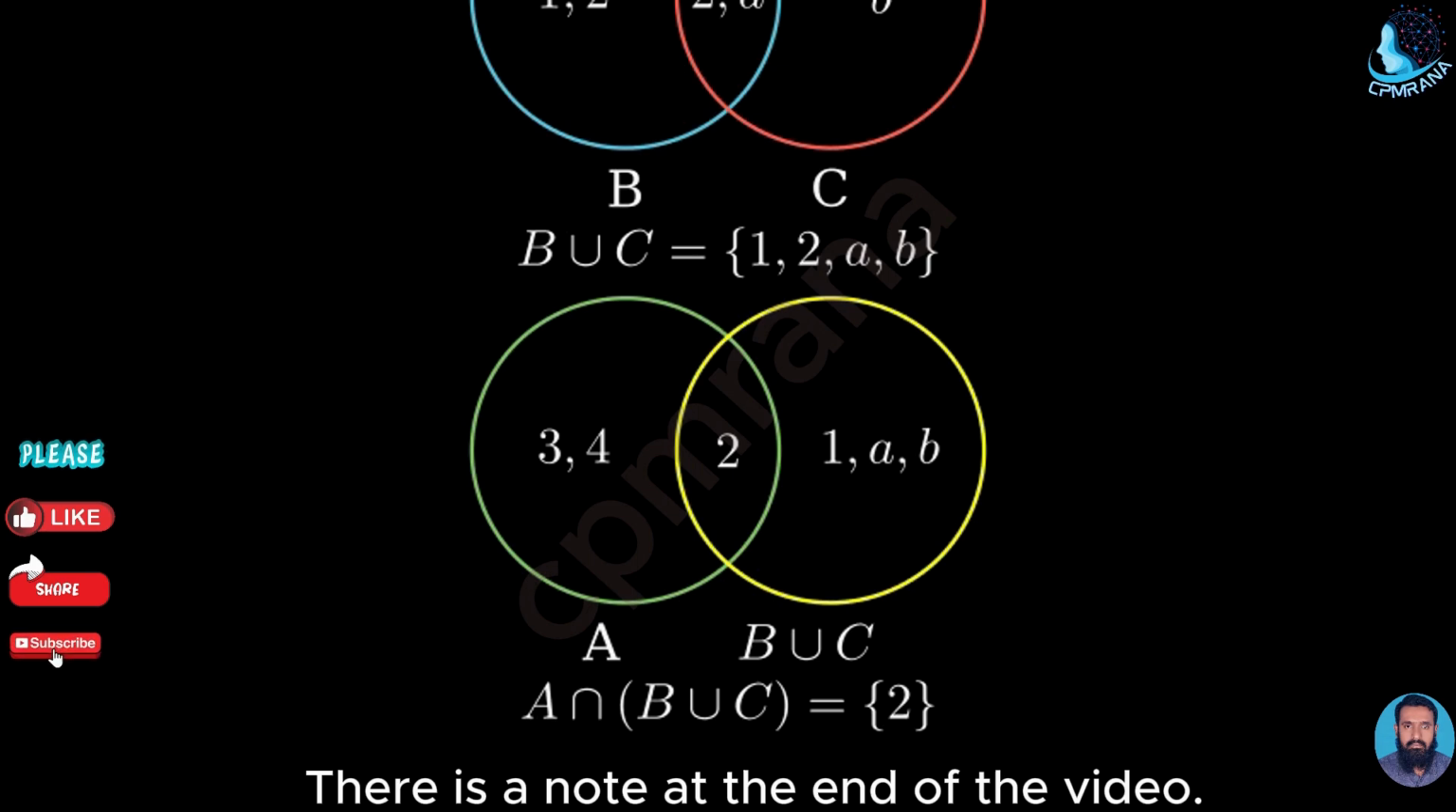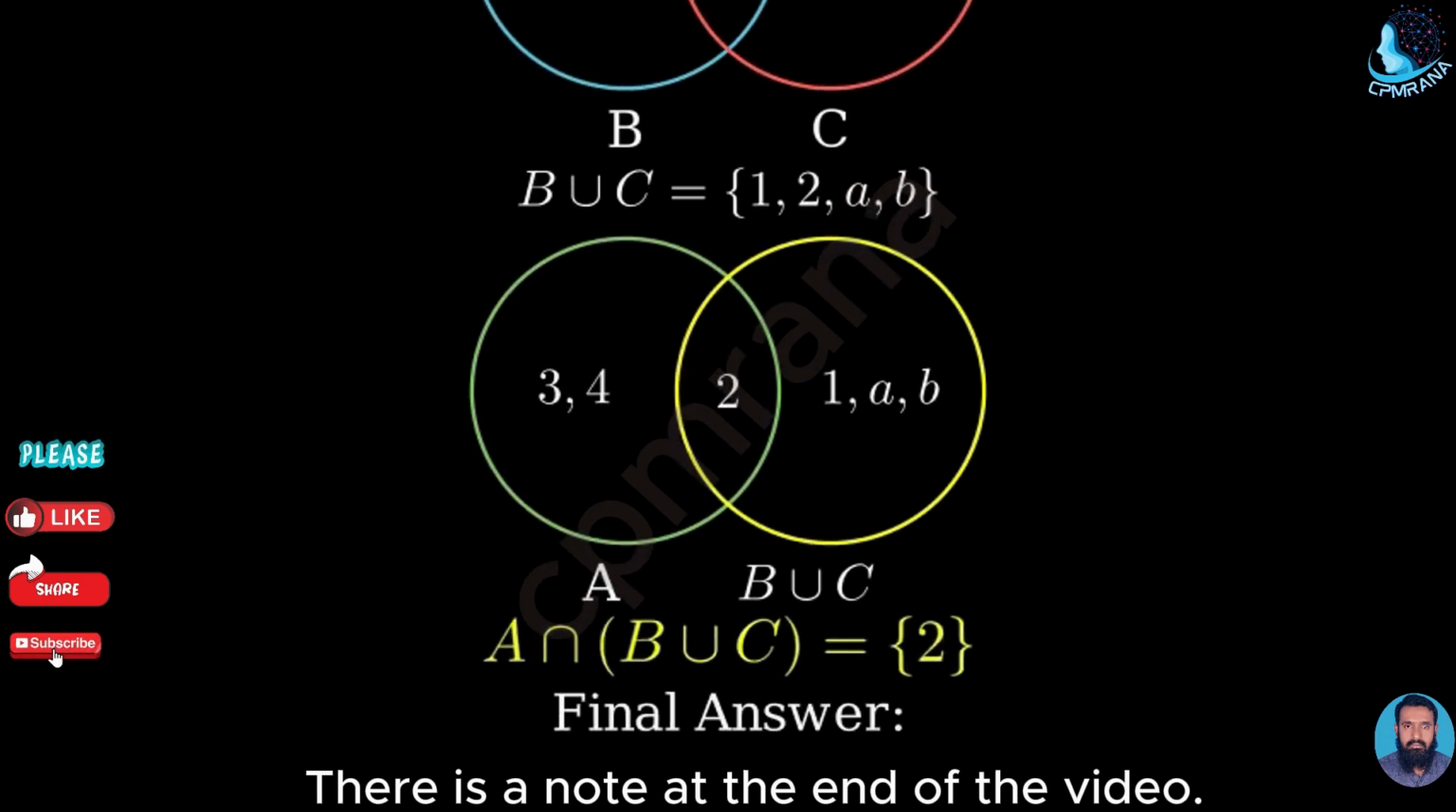Looking at our sets, we can see that 2 is the only element that appears in both A and B union C. Therefore, A intersection (B union C) equals the set containing only the element 2. This is our final answer.